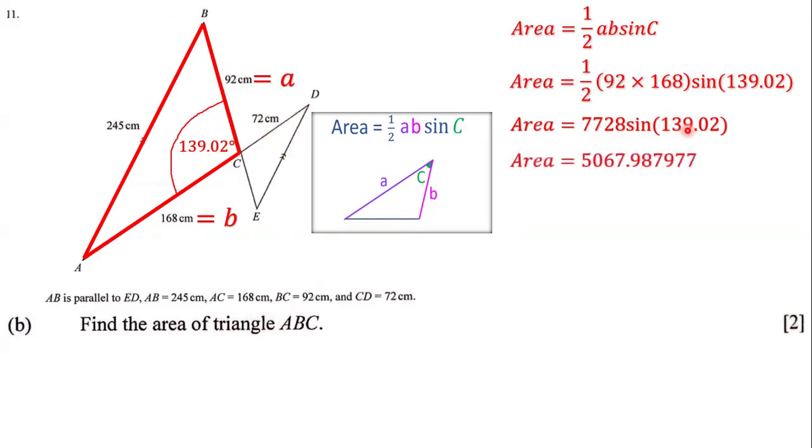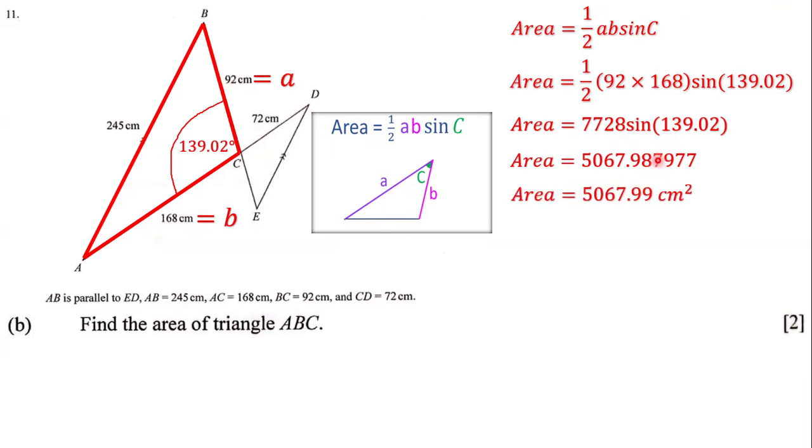What we do here is we multiply these two. When we multiply 7,728 by sine of 139.02, we get 5,067.987977.